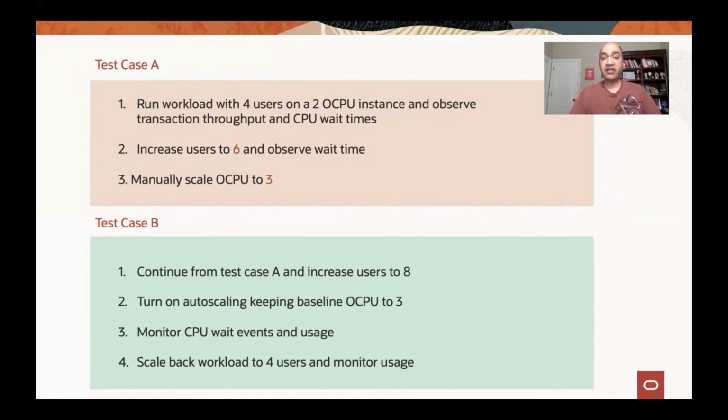Then we'll increase the number of users to 6. The expectation is that there'll be some sessions that might be waiting for CPUs, so we'll take a look at that. And then we will manually scale the CPU to 3, which gives us 6 concurrent active sessions. The expectation is, again, that the waits should then go away. So that's test case 1, manual scaling.